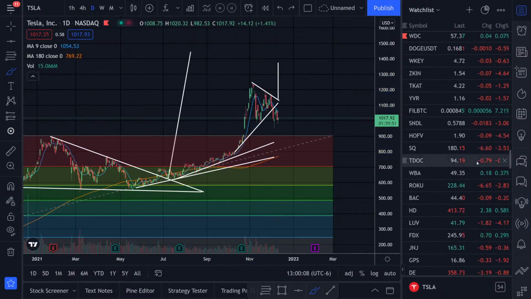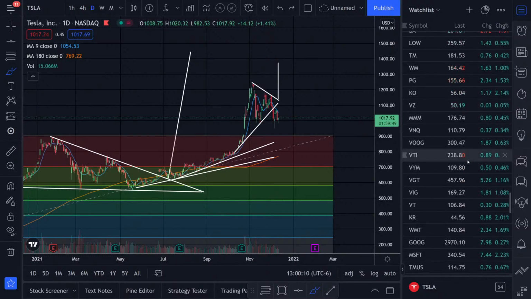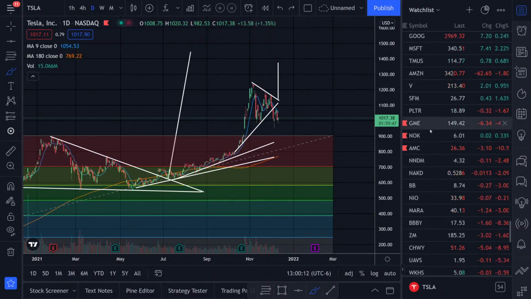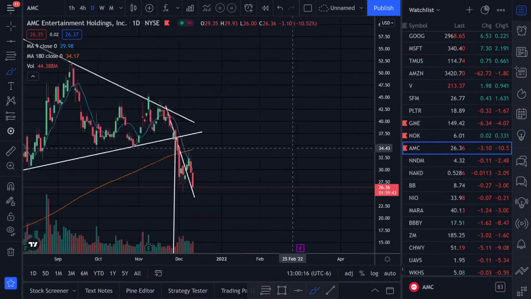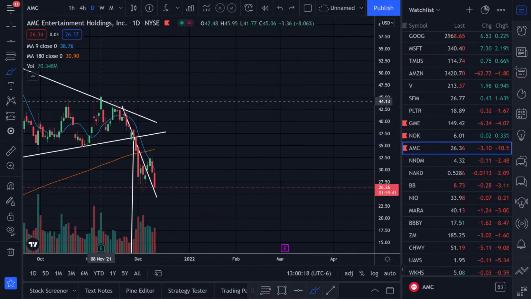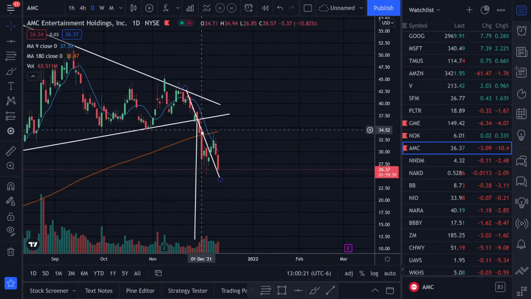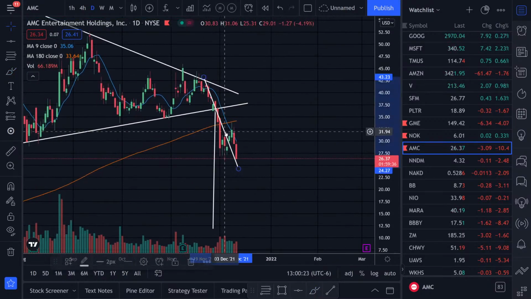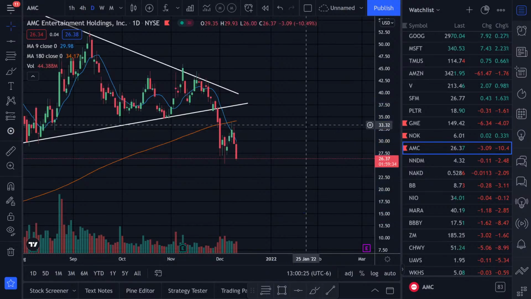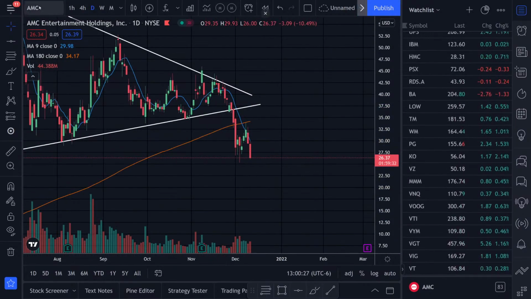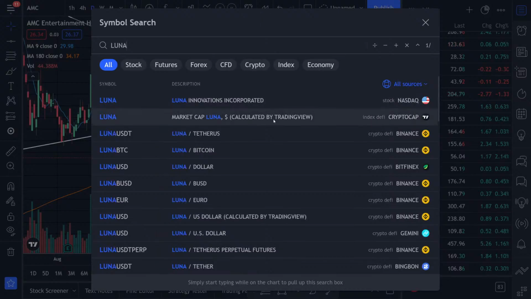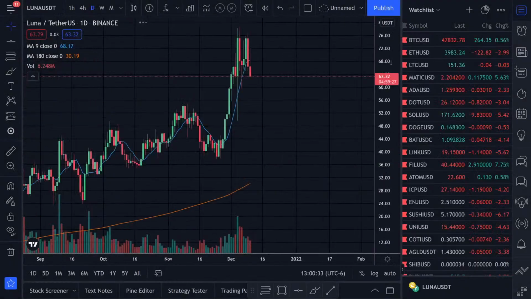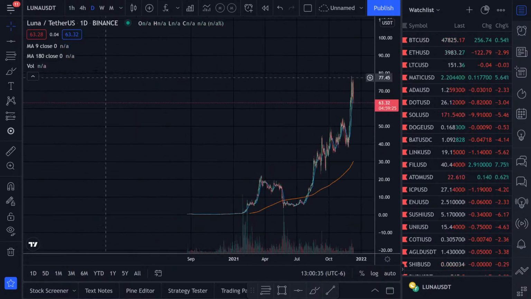What else? Let's check out AMC and the meme stocks. I haven't looked at these in a while. Luna. All right, XRP. Let's check out Luna real quick, and then we'll hit up XRP. Tethers. Ooh, this looks nice.